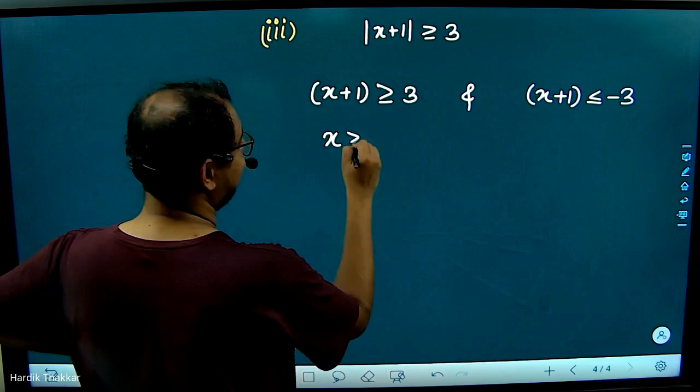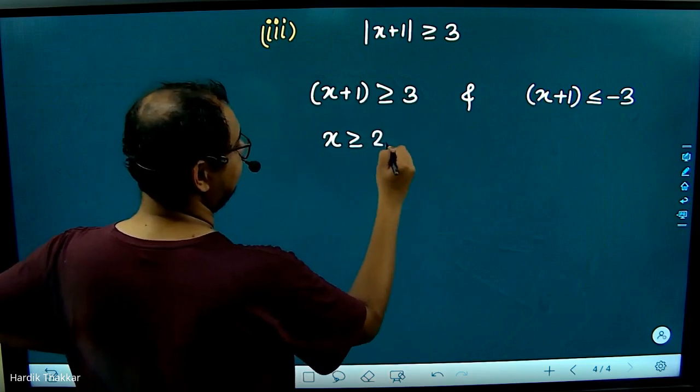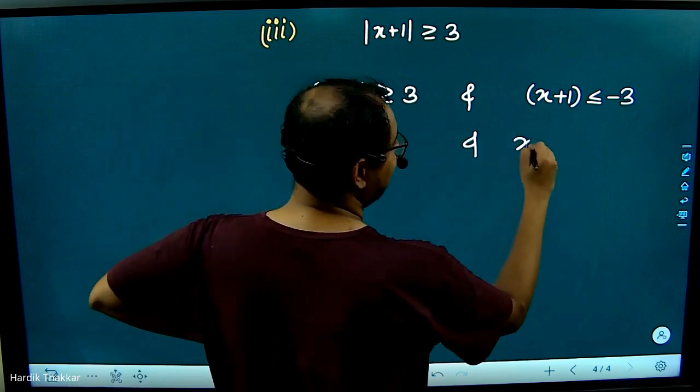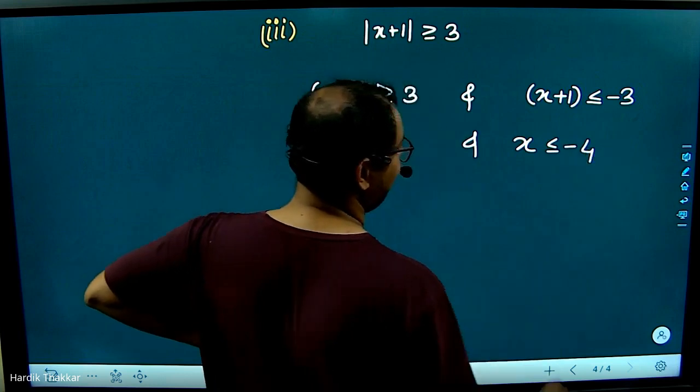Yes, sir. Now here it will be x greater than or equals to 2, and here it will be x less than or equals to minus 4.